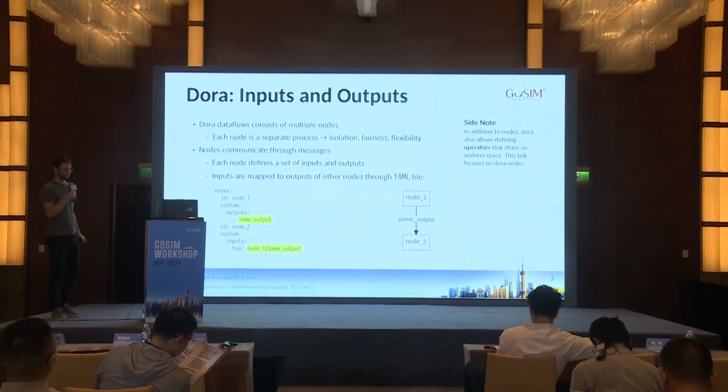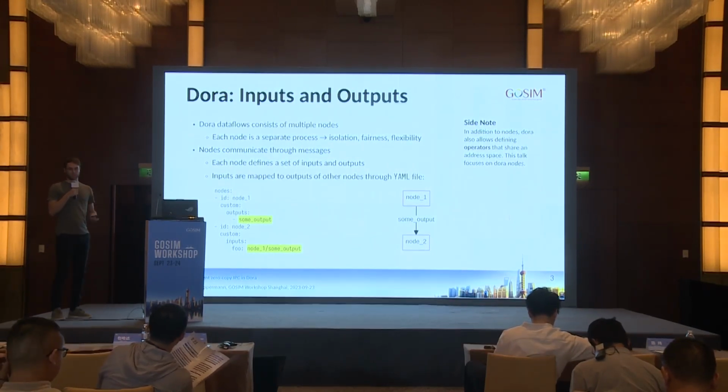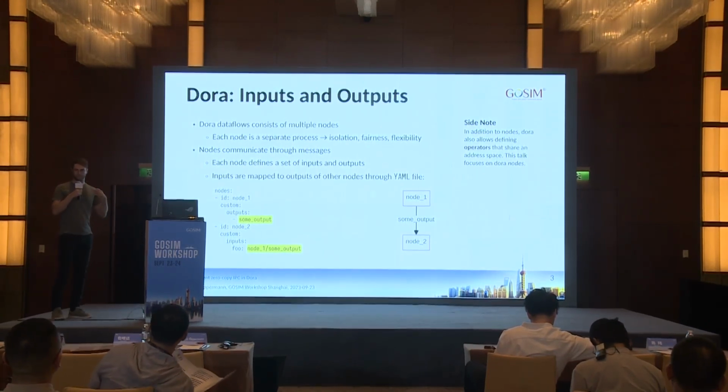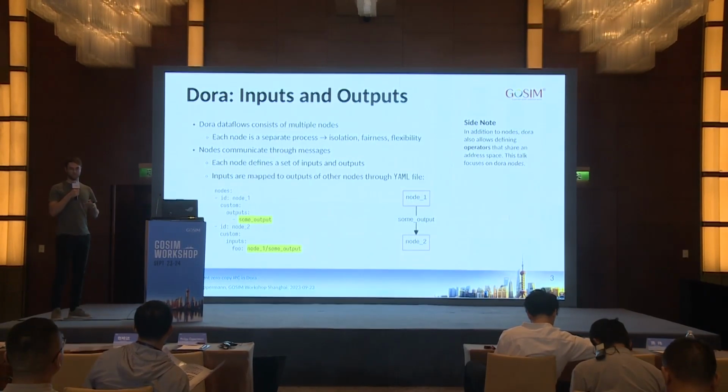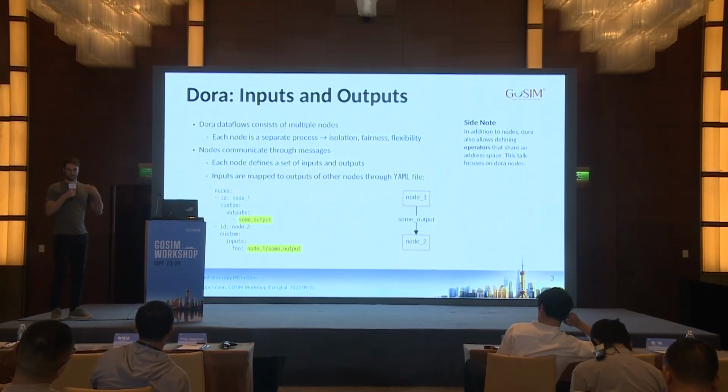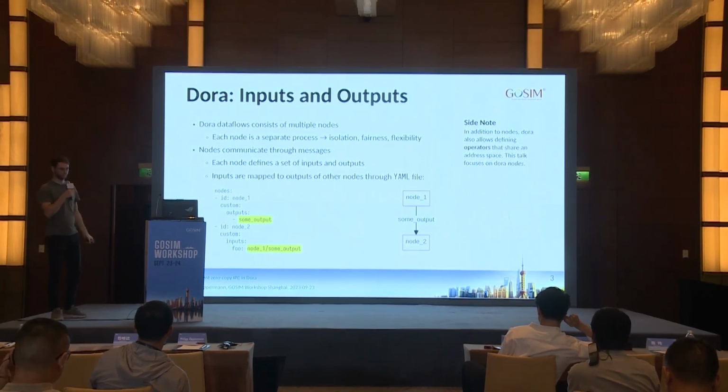So in Dora, we have a data flow that consists of multiple nodes, and they communicate by sending messages to each other. Each node here is a separate process which has advantages such as isolation, so a crashing node doesn't bring down all the other nodes. And we have scheduling fairness because the operating system can schedule the different nodes individually. And we also have flexibility because the node authors can have full control over their process, so there's not some framework that they need to fit in.